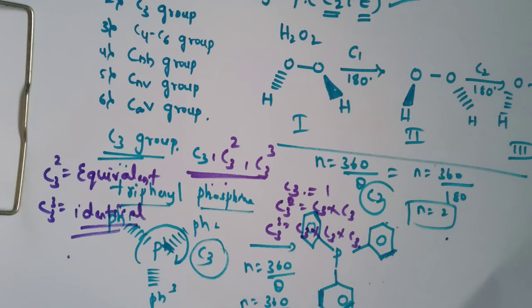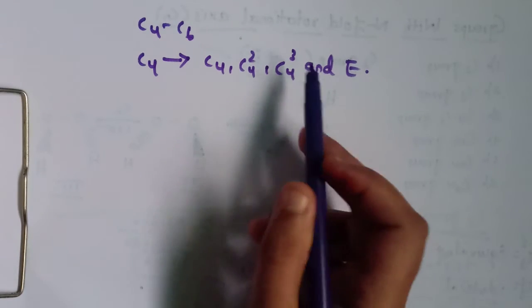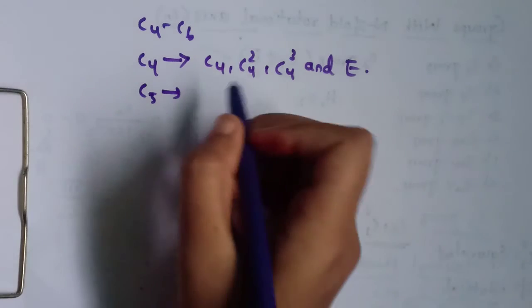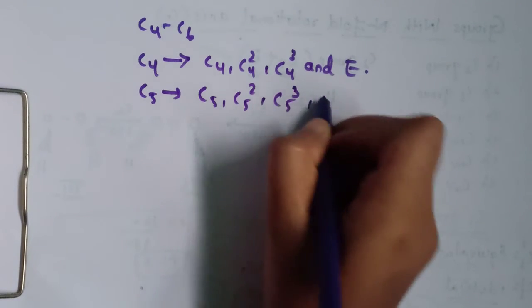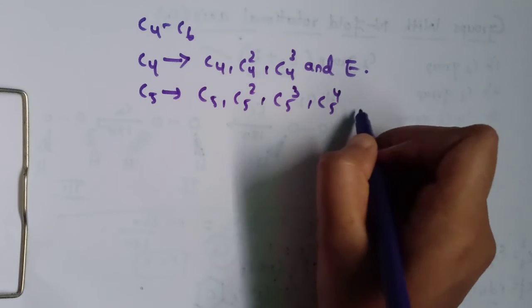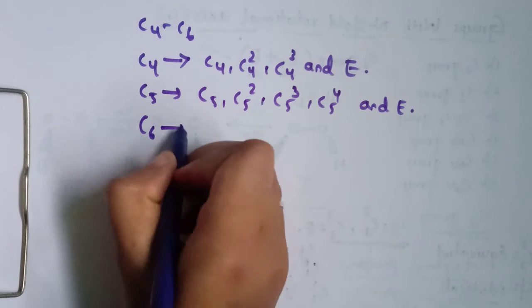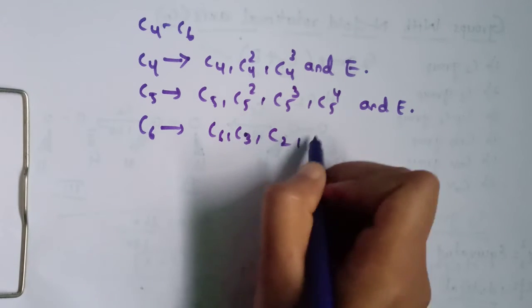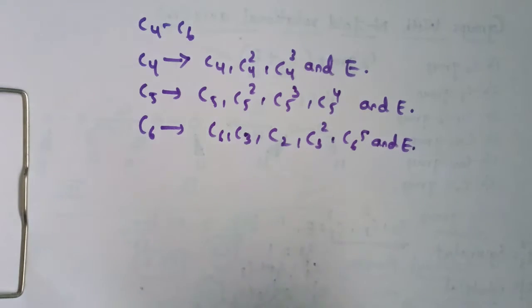Now moving to the next point groups, that is C4 to C6. C4 is having C4, C4 square, C4 cube and E symmetry elements. C5 point group is having C5, C5 square, C5 cube, C5 4 and E. And this C6 point group is having C6, C3, C2, C3 square, C6 5 and E.